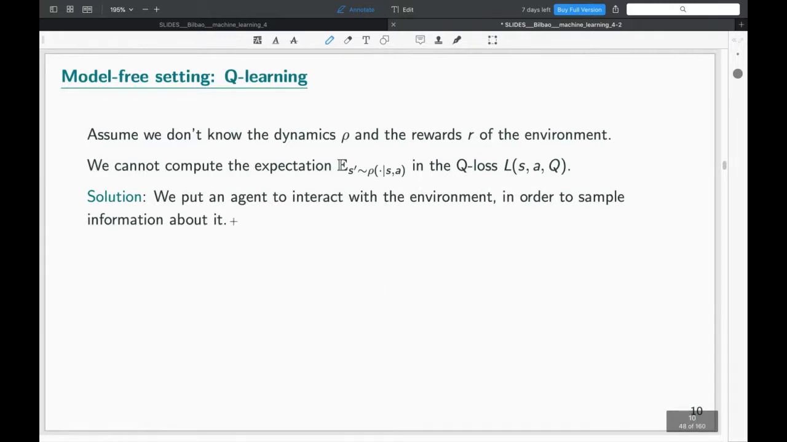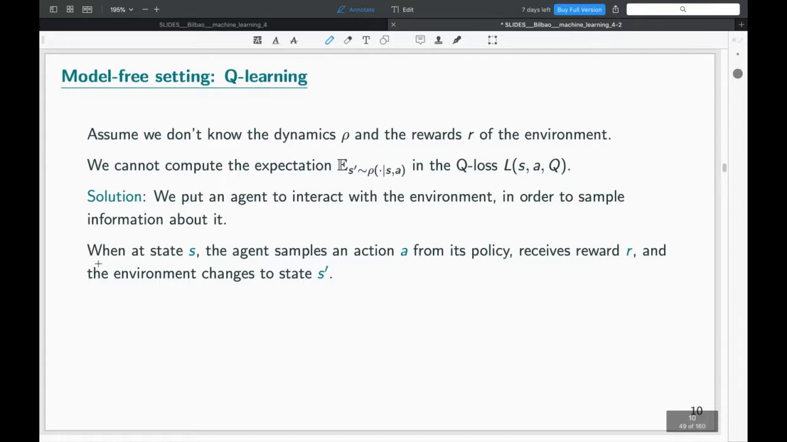Okay, so what do we do? We put an agent that doesn't know anything to interact with the environment in order to sample information about it. So we just put an agent to try things, and then we keep a record of what keeps happening. And this will allow us to approximate this rho. Basically, it allows us to sample from the rho. And if we can sample enough, then we can approximate its expectation.